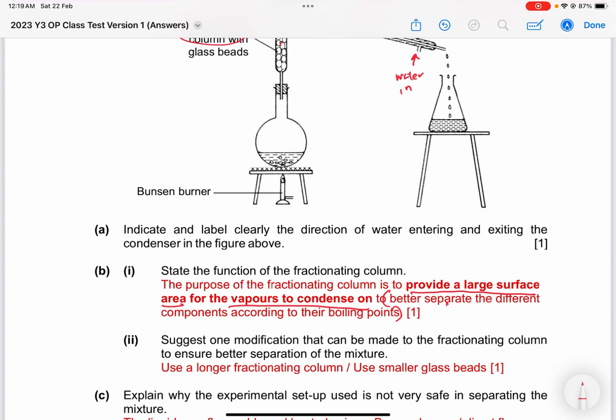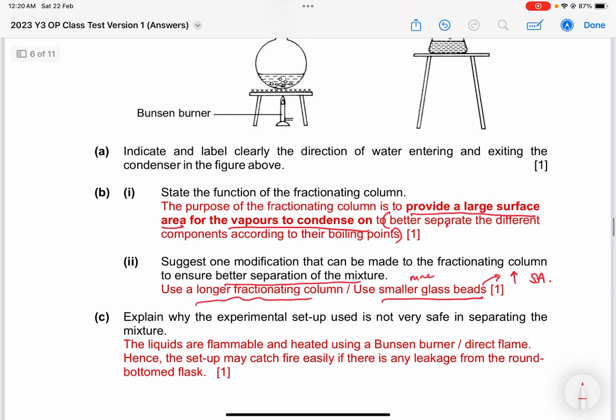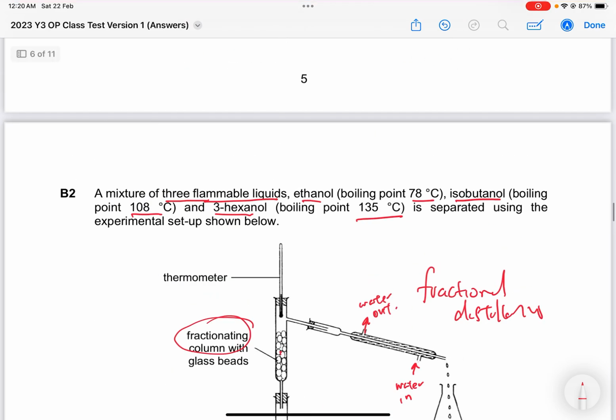State what modification I made to the fractionating column to ensure better separation of the mixture. So you can use the longer fractionating column, so have it longer for a greater distance for the gas to travel. The other one, use smaller glass beads, or you can use more glass beads as well. What you want to do in this case here is to increase the surface area for the gas to condense. Okay, part C. Explain why experimental setup used is not very safe in separating the liquid. So you can see this is a Bunsen burner, there's fire here. But what happens is that this liquid is flammable.